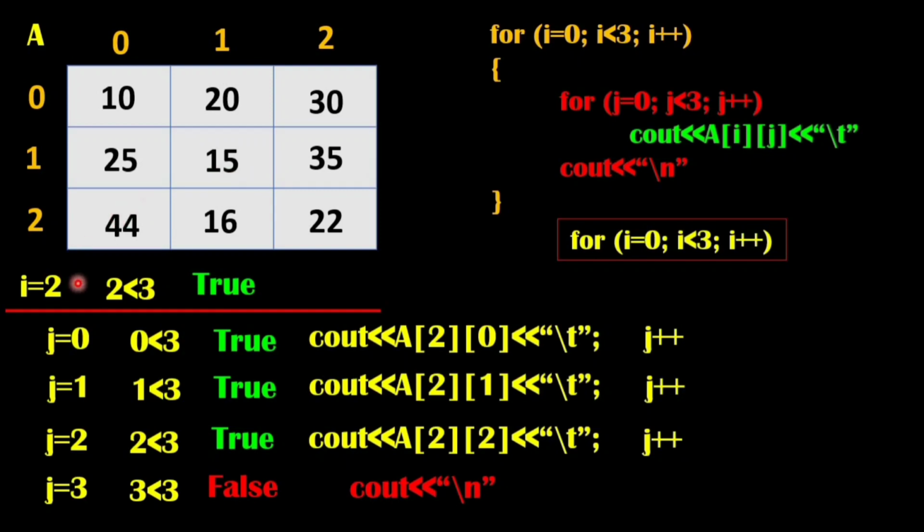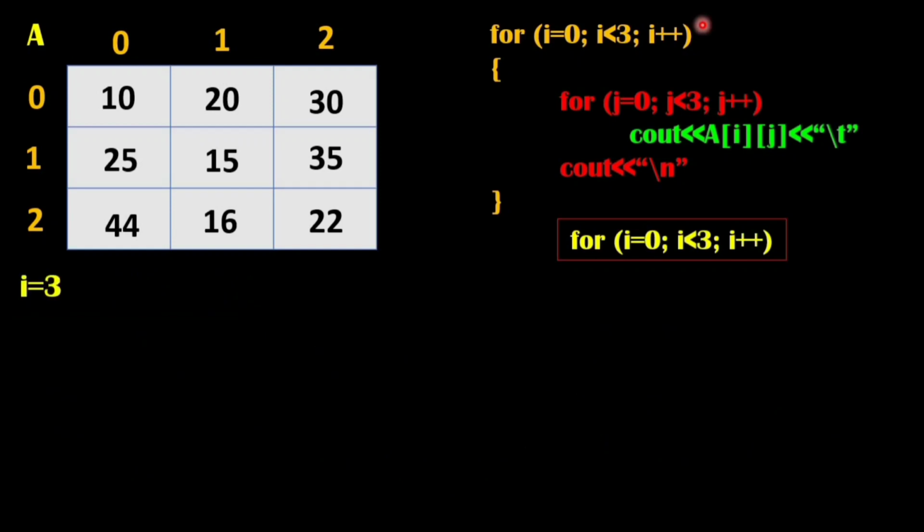So we don't have anything to print now. What happens after this statement is executed? Control will go back to i. So i plus plus, i is equal to 3. Now i became 3. We know that 3 less than 3 is false. So the i loop will stop there. So we have printed all the elements as a matrix in the form of rows and columns.